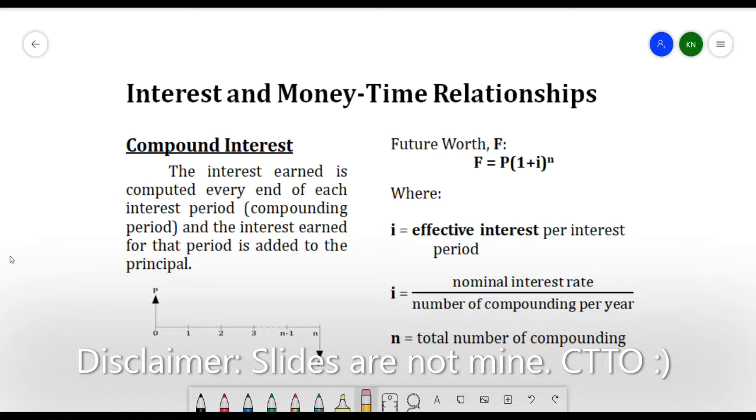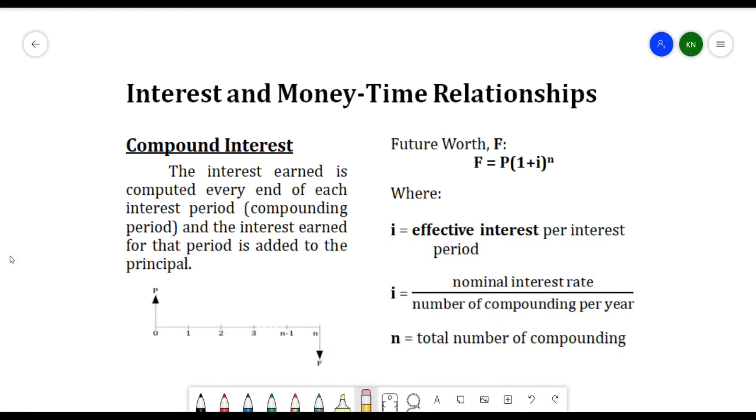So the interest earned is computed at the end of each interest period or the compounding period, and the interest earned for that period is added to the principal. So this is what the cash flow looks like for the compound interest.